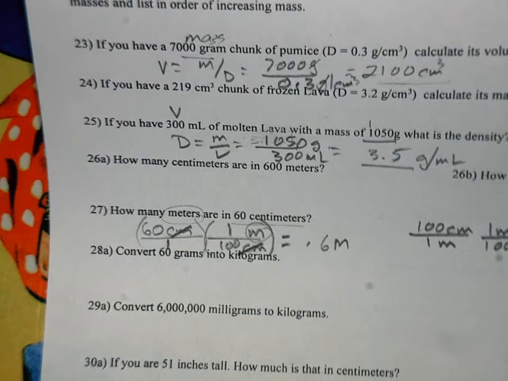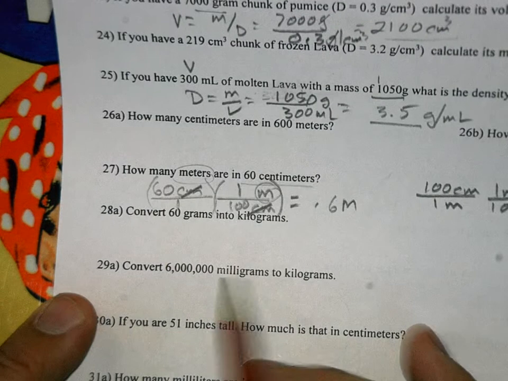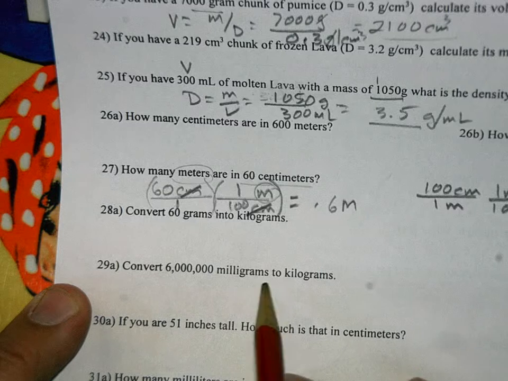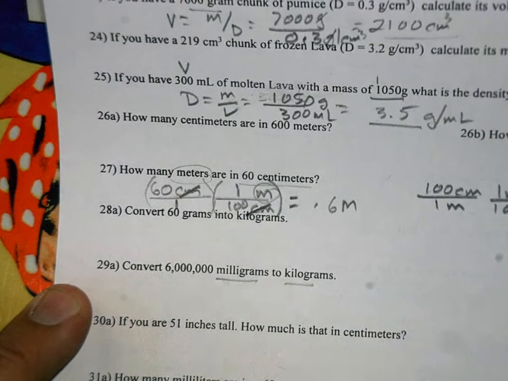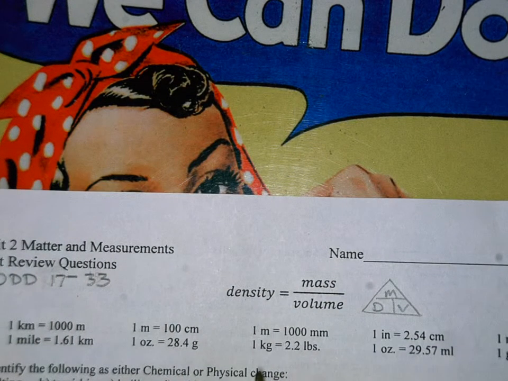Okay, for 29, convert 6 million milligrams into kilograms. Now let's see. This may be a two-part step, but let's see what conversions we have on our conversion table. We've got to do grams to milligrams.